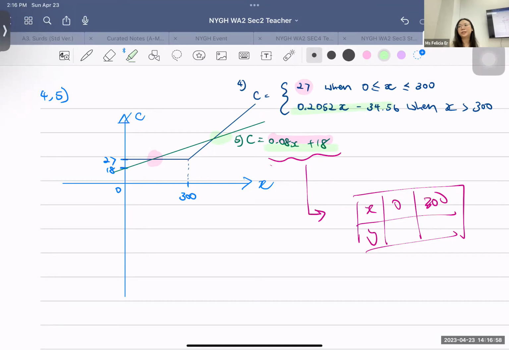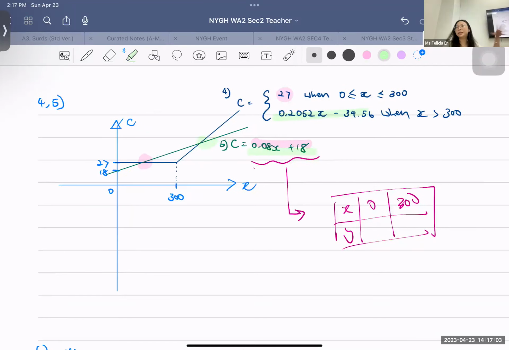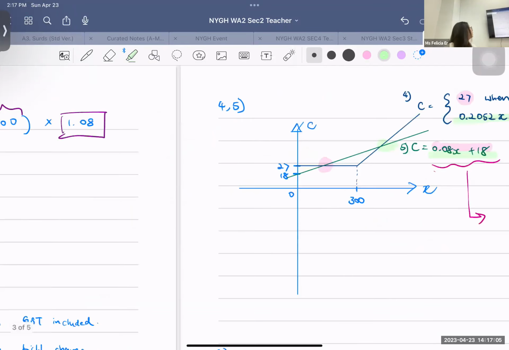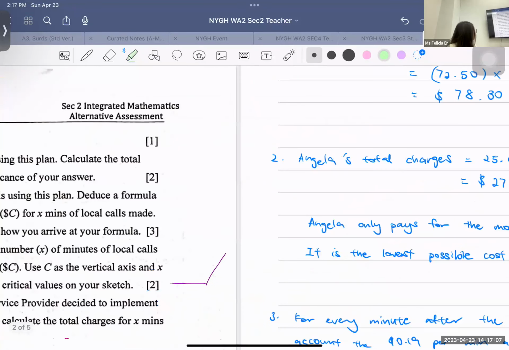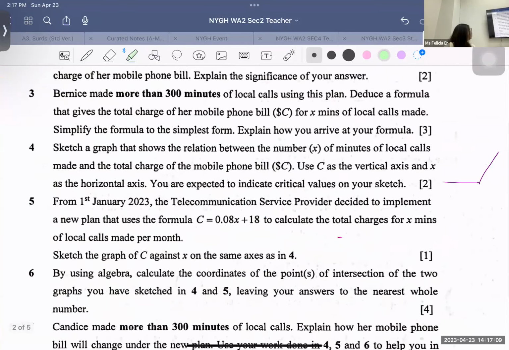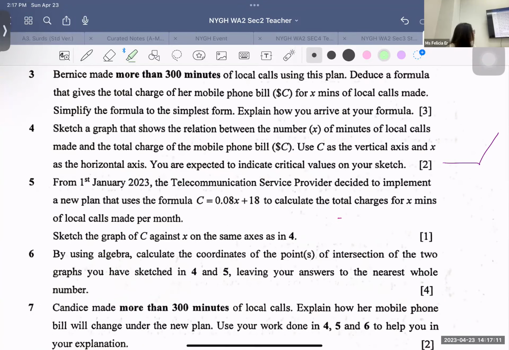But definitely for this question, elimination is harder. Substitution is way easier because you can just sub C away. Okay, C is the subject. But look at the question. The question didn't just ask you to find the coordinates of point of intersection. They also ask you to leave your answer to nearest whole number.